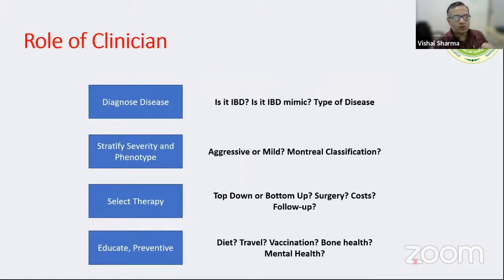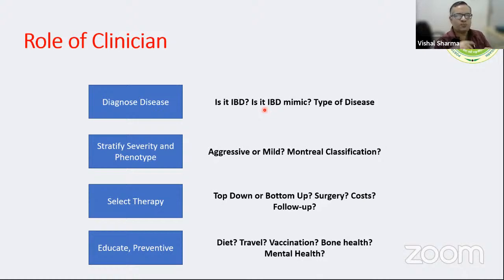I think the role of the clinician is to diagnose if it is IBD or an IBD mimic. So there are a lot of diseases which mimic IBD, right? And one of them is tuberculosis, which we are going to talk about after this. Once you have ensured that this is IBD, you say whether it's an aggressive disease or a mild disease. And then, this is beyond this lecture today, you decide whether it's an aggressive disease you want to treat with biological agents, or not a very aggressive disease and you want to use traditional therapies like ASAs or immunomodulators.